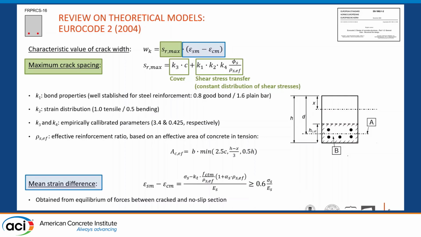Regarding the second part of the equation, the mean strain difference is based on this equilibrium of forces, assuming the tension stiffening, the constant contribution of tension stiffening that I just mentioned.